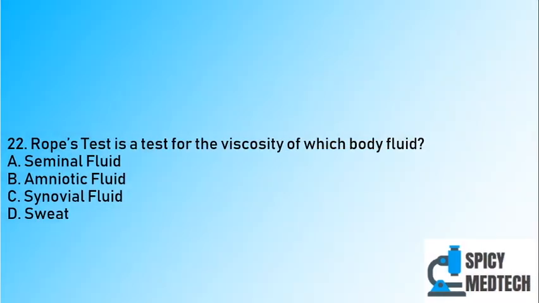Number 22. Ropes test is a test for the viscosity of which body fluid? A. Seminal fluid, B. Amniotic fluid, C. Synovial fluid, or D. Sweat? So the answer for number 22 is letter C, synovial fluid.